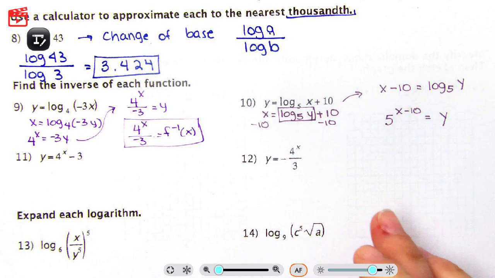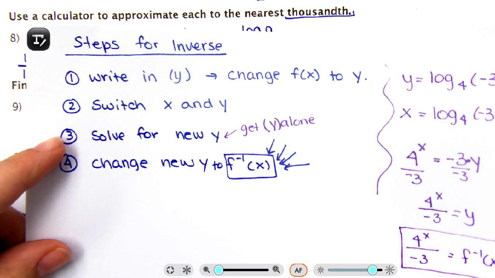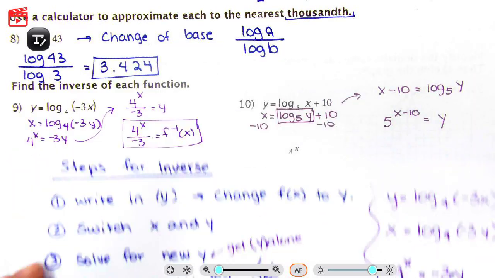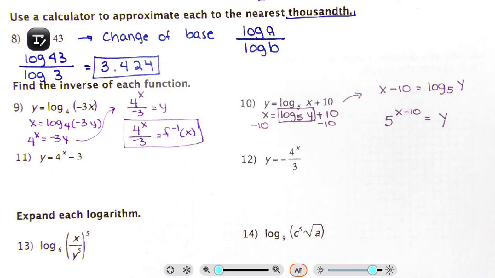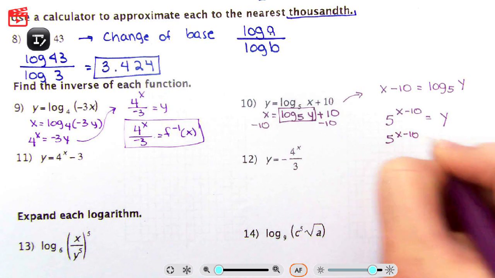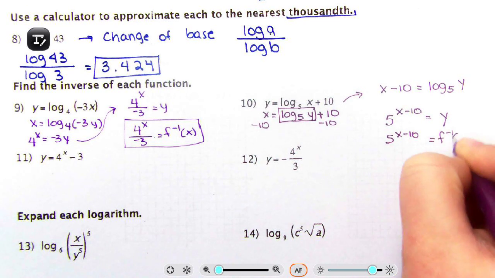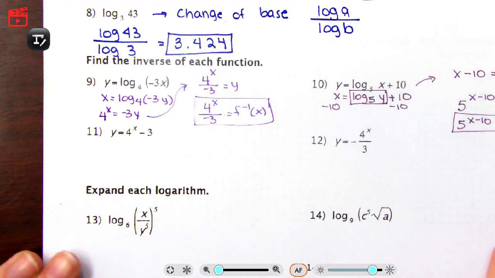And then I am looking back at our steps. So we switched x and y, we solved for new y. Did we solve for new y? We did. Look, y by itself, get y alone, so it is alone. And so the last final step is just to rewrite this in proper notation. And you're done.